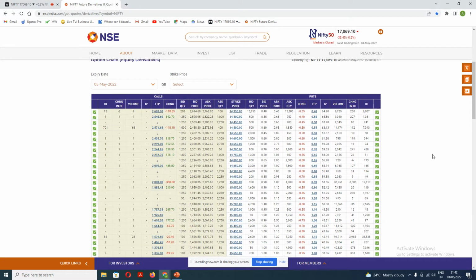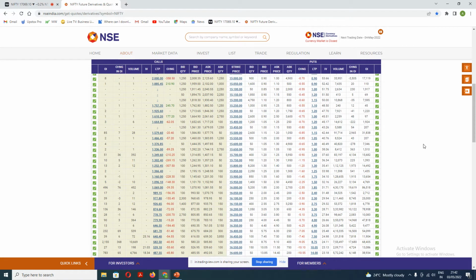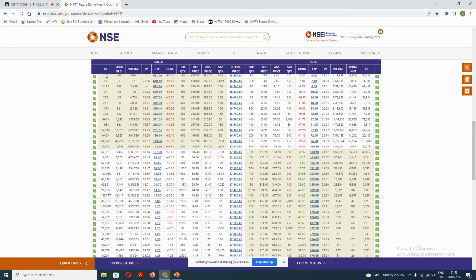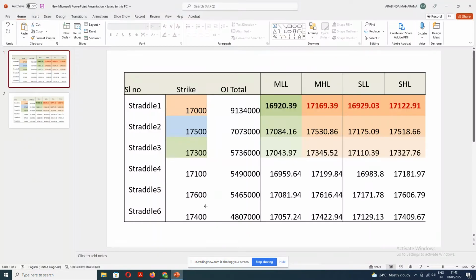If you go to the option chain, then for expiry 5th May, the weekly options, you have to see the open interest for calls and puts. You have to add up these open interest values in an Excel sheet, and you'll find that the first total has been found near 17,000 with 91 lakh 34,000 open interest, and the second straddle is 17,500, the third straddle is 17,300.